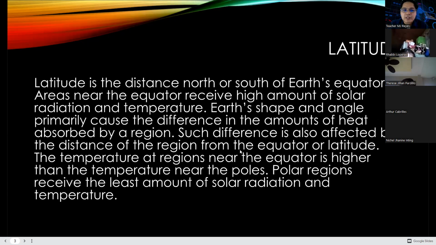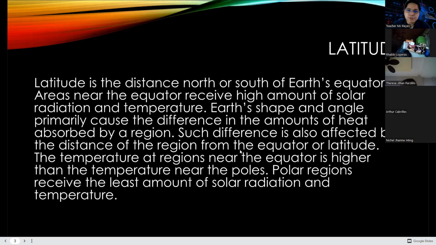Let's take a look at latitude. Latitude is the distance north or south of Earth's equator. Areas near the equator receive a high amount of solar radiation. We are actually located there, near the equatorial line.